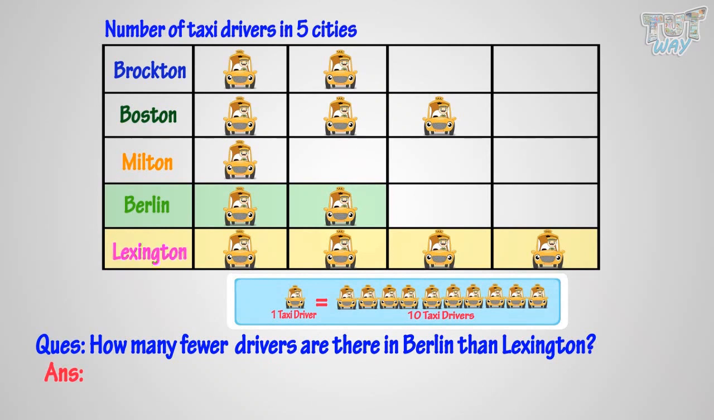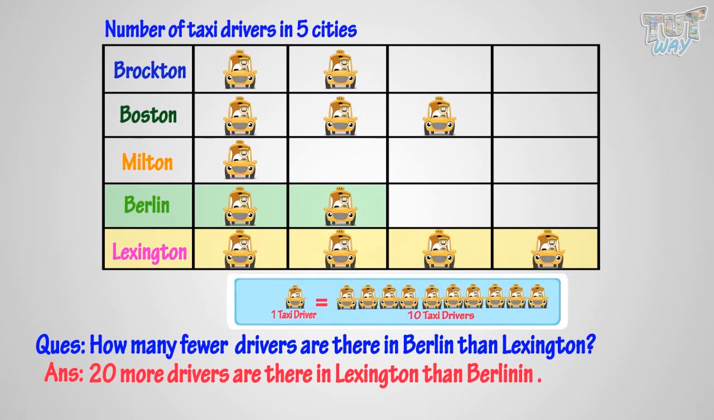And we know one symbol stands for 10 drivers. So 2 times 10 equals 20. So 20 more drivers are there in Lexington than Berlin.